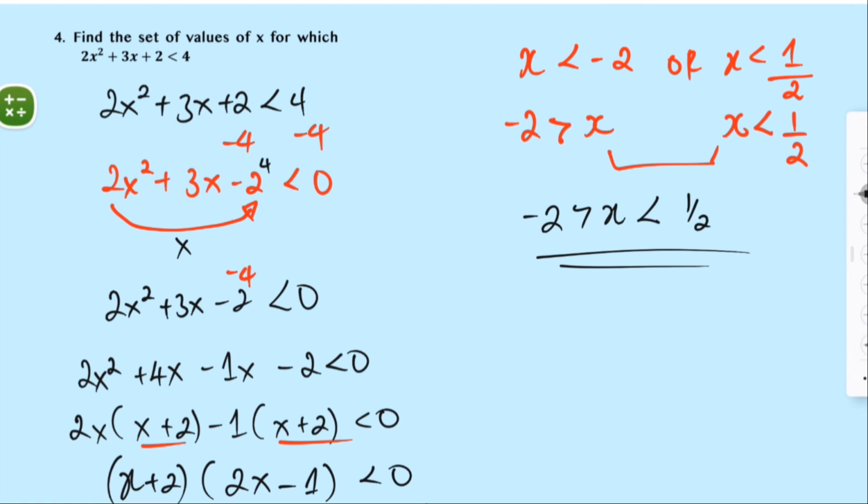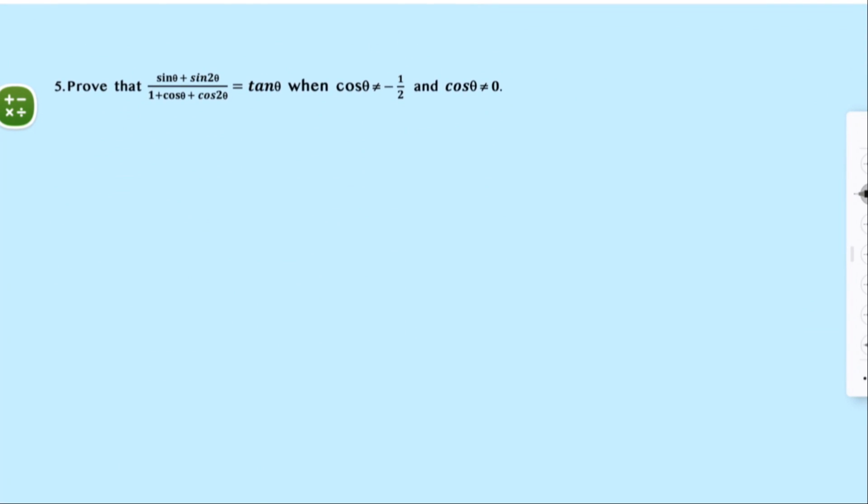And now for the set of values, well, this already represents the set of values. You can write them out if you want to, but then there's going to be a lot of them. So question number 5. Prove that (sine theta plus sine 2 theta) over (1 plus cos theta plus cos 2 theta) is equal to tan theta, when cos theta is not equal to a half and also not equal to 0.